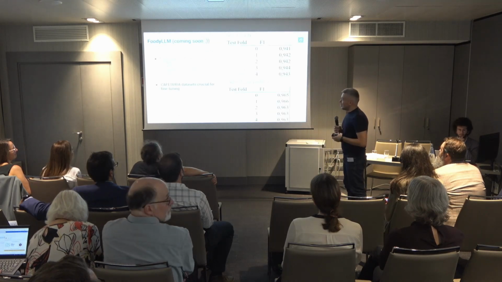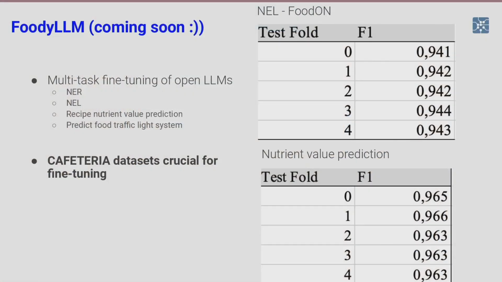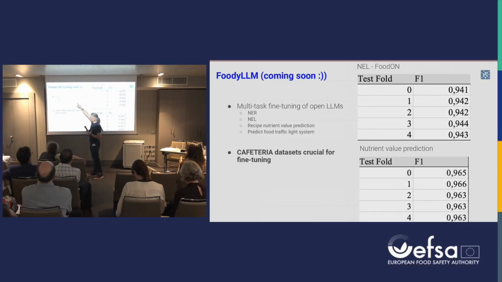And now if you go here, this is what is coming soon, and it shows why CAFETERIA was really an important project. With this, you can see the long-term impact you need to describe in your research proposals. Why? We have these two datasets. We perform multitask fine-tuning of open large language models, Mistral, Llama. We don't know which will work the best. We train them to recognize food entities. We train them directly to link them to all possible ontologies that exist, like FoodOn, SNOMED, City, and everything.